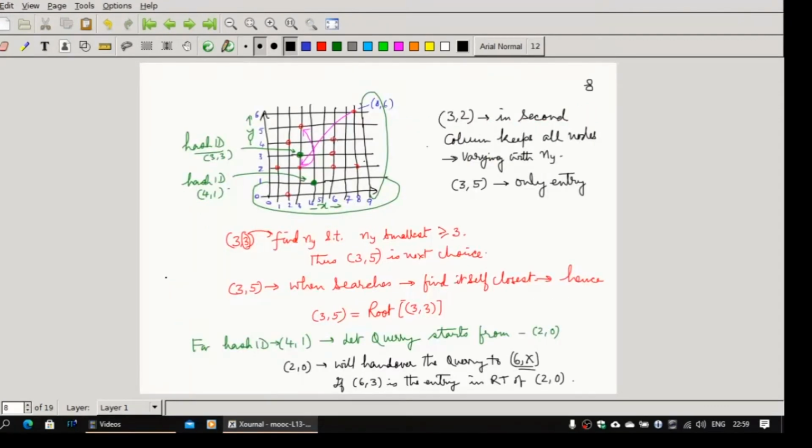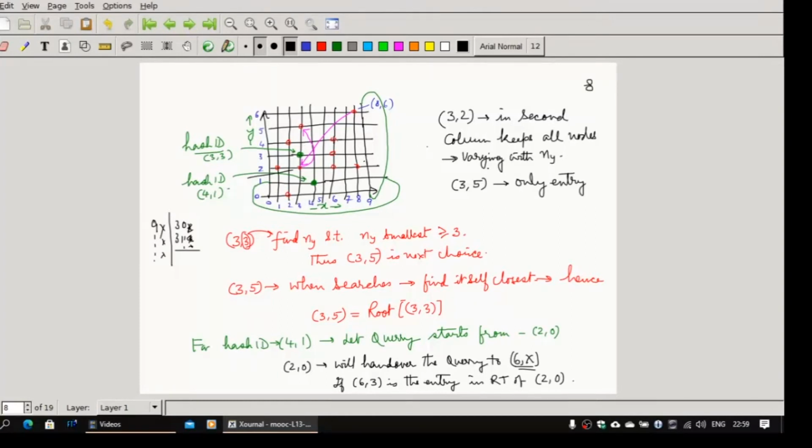So 3,2 in the second column keeps all the nodes varying with ny. So there will be two columns in the routing table. It is something like Tapestry. In the first column, all possibilities are taken with x for the first digit. In the second column, we keep whatever our value was, 3, and then of course we try all 0, 1, 2, 3 and x in that fashion. Since there is no third dimension, this x will not be present here. So whichever nodes are present are listed; otherwise there will be a dash entry, meaning no entry in the routing table.